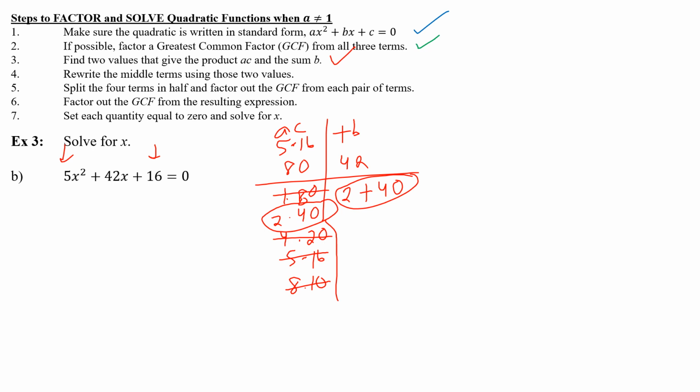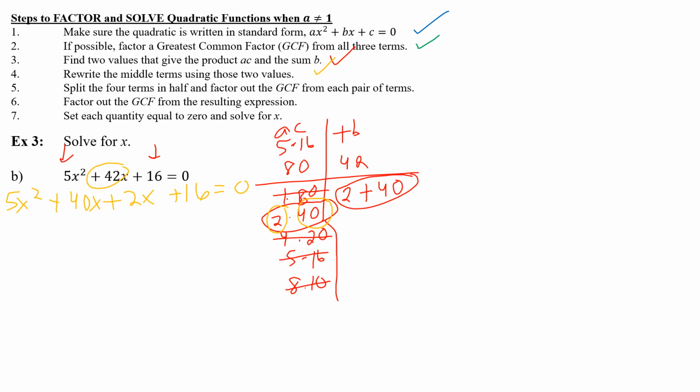Alright, rewrite the middle term using those two values. So we're going to rewrite 42. So we bring down 5x squared. Bring down plus 16 equals 0. And we could bring down the 2 or the 40 first. Now, it really doesn't matter which one you bring down first. However, notice that in step 5, when you split them in half, you're going to have to factor out the GCF again. So if 5x squared is the first one, you might want to think to yourself, does 5x squared have more in common with 2 or with 40? I'm thinking 40 because I can divide both of them by 5. So I'm going to bring down 40x first and then plus 2x.